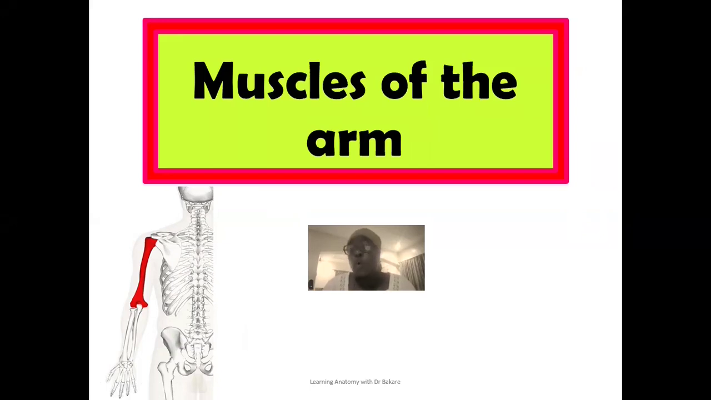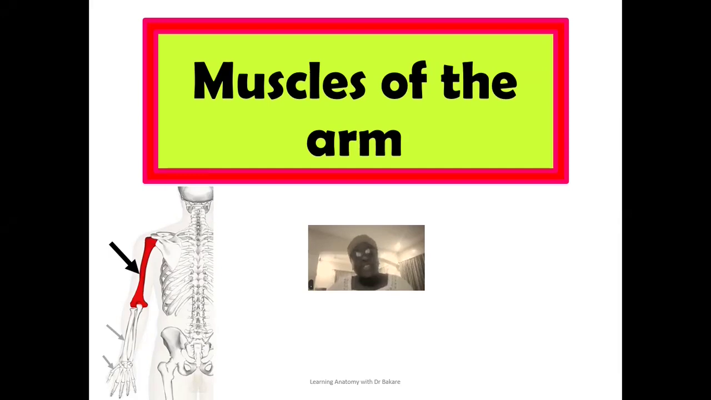In this lecture, we'll be looking at the muscles in the arm region. Using this image by the side, this is where we have the upper limb. And we know that the upper limb is further subdivided into sub-regions. This is where we have the arm region. And inferior to this region, we have the forearm. And most inferiorly, we have the hand.